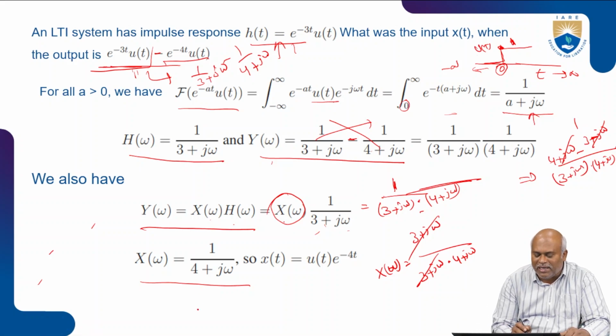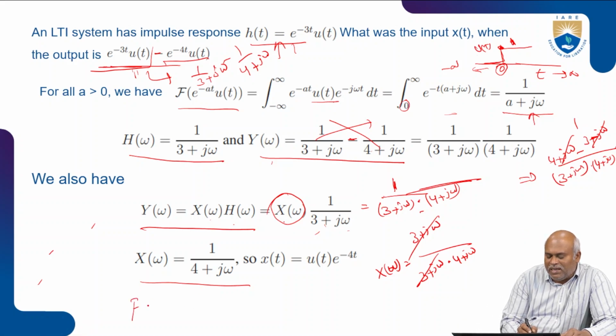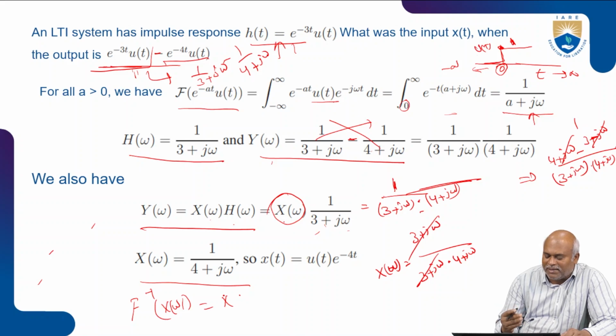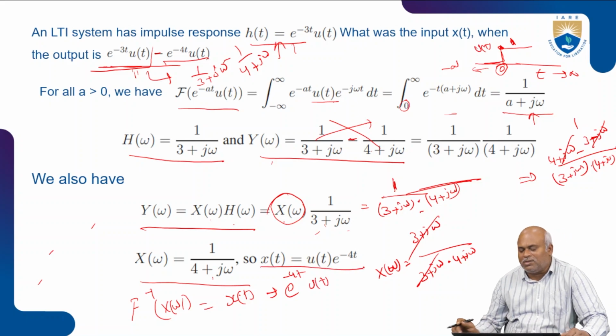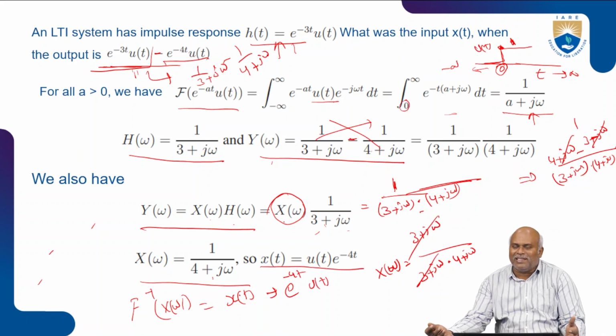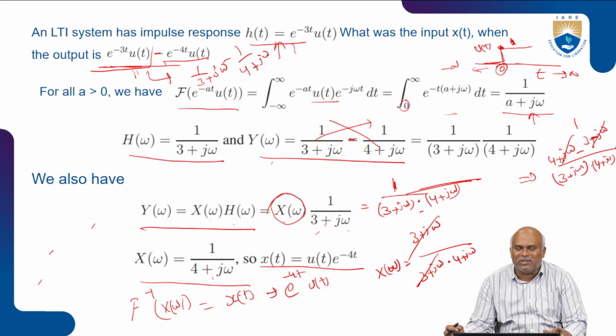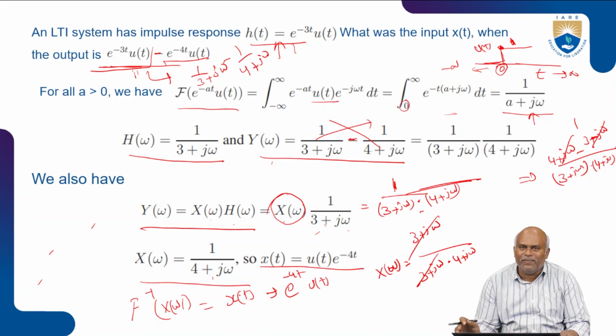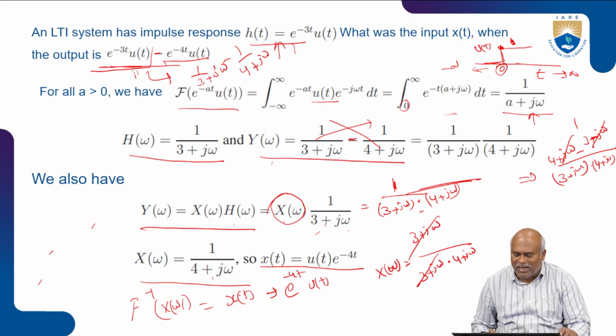Now you take the inverse Fourier transform. The inverse Fourier transform of X of omega is equal to small x of t. If you take the inverse Fourier transform of this, it is e power minus 4t u of t. So here I write it. So now if you have any signal, such as a system response signal, output signal or input signal, we can convert it through the Fourier transform also. Here I took the LTI system.